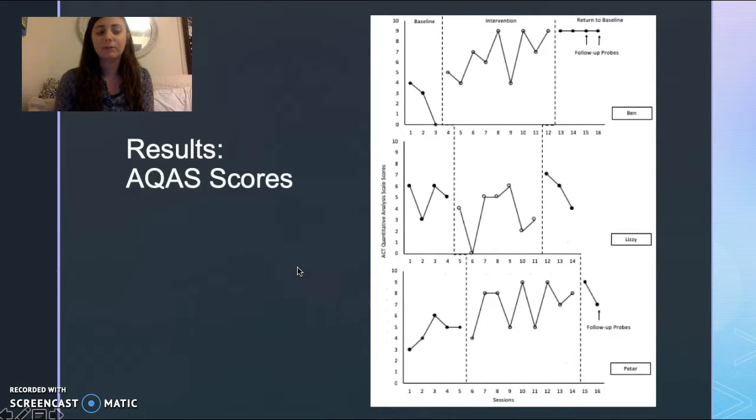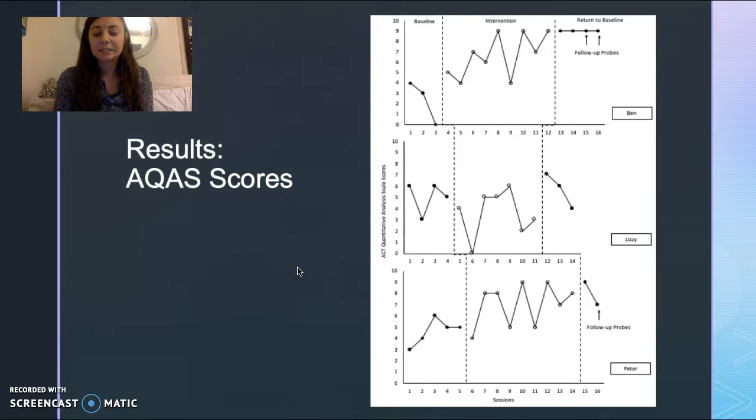These are the results for the AQAS scores. Ben was able to produce significant increases in his AQAS scores compared to initial baseline conditions, all of which were stable responding.